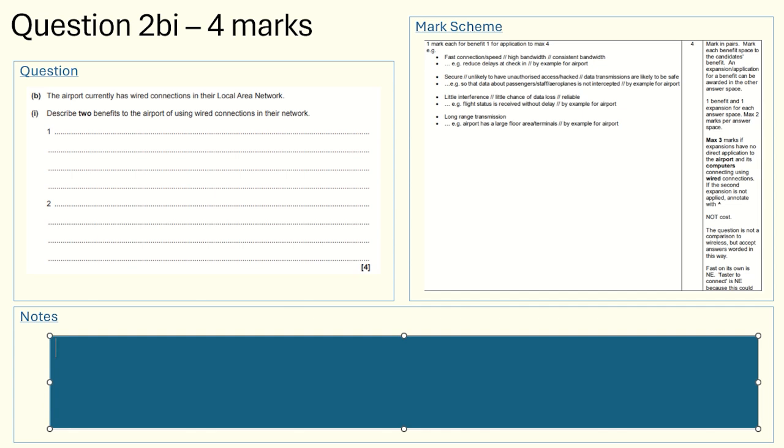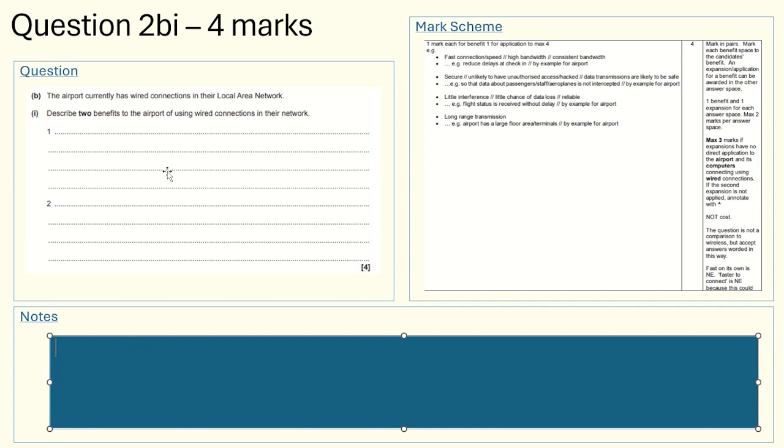The thing that students miss on this particular question is that they don't apply their answer in the context of the airport, because it's asking for 2 benefits to the airport, not just 2 benefits of wired connections, which I'm sure we could all write lots on. So we need to say what the benefit of the wired connection is, and then state how that is a benefit for the network. Okay, so we've got some examples down here in the mark scheme.